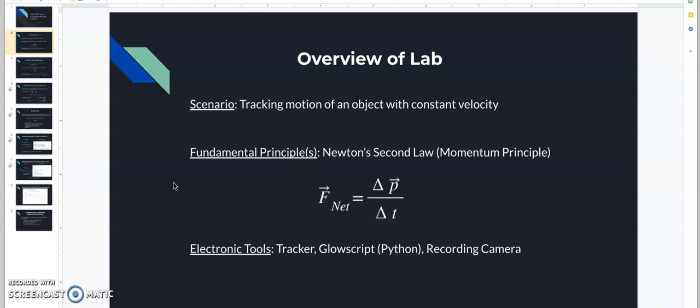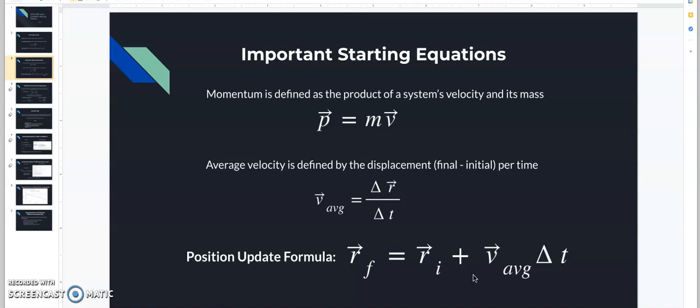The main fundamental principle that we are focusing on is Newton's second law, or the momentum principle, shown here as the net force being equivalent to the change in momentum of a system over its change in time. The electronic tools used were Tracker to track the motion of an object, GlowScript to create the model, and a recording camera.